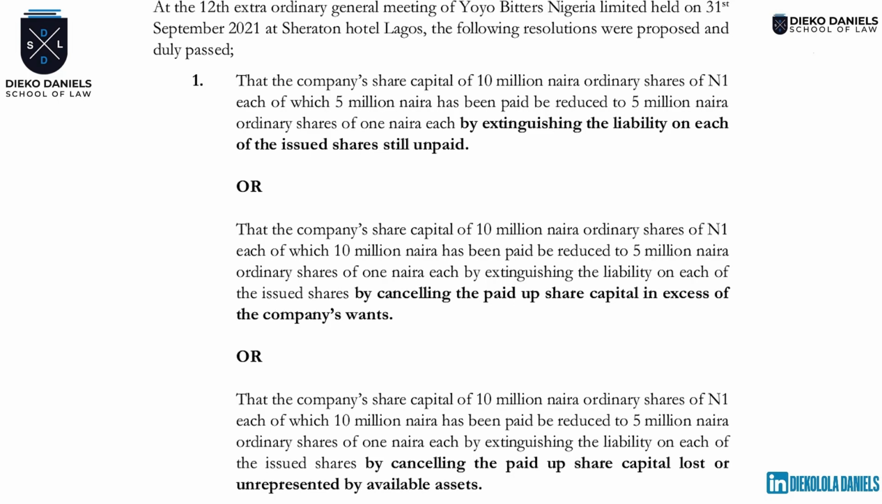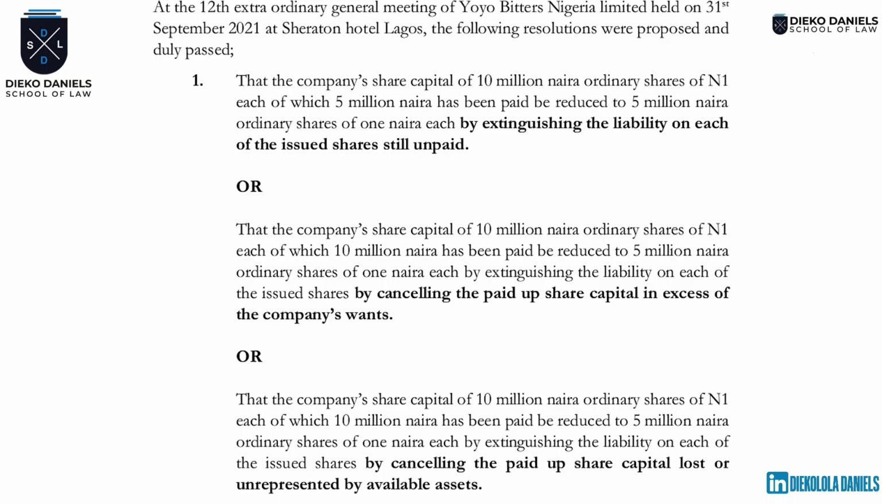Are you coming under A, B, or C? So by extinguishing the liability on each of the issued shares still unpaid. Look, A says that you can reduce by extinguishing or reducing the liability on your shares that has not been paid. So you can say still unpaid, or you can say not paid, because the CAMA even used not paid or not paid up. So the CAMA used not paid up, I used unpaid. It's still the same thing, anyhow you want to put it, but you get the idea.